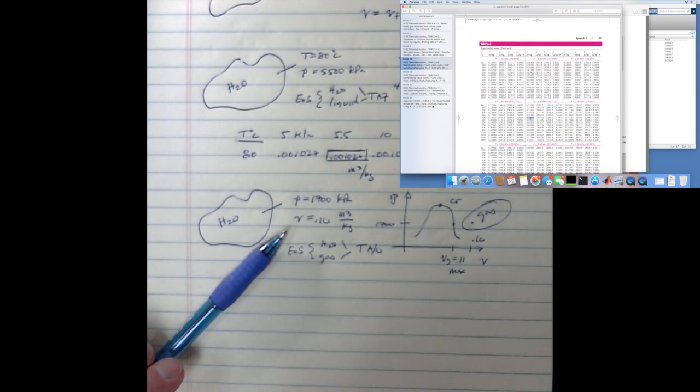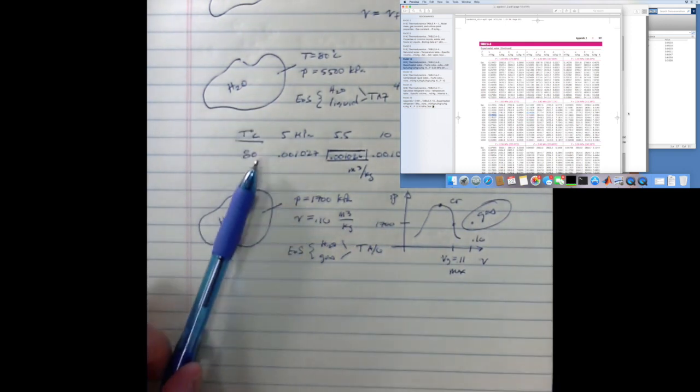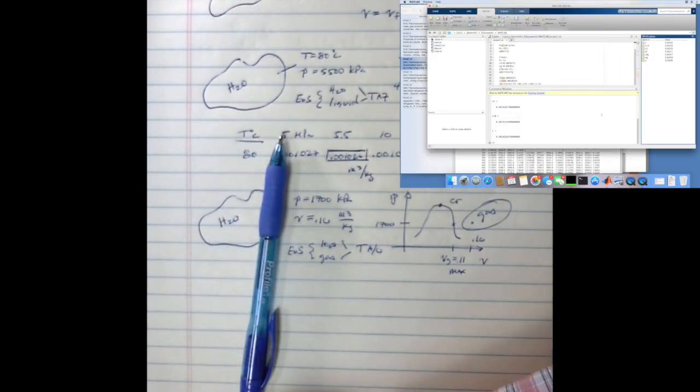This is definitely bigger, and this number is definitely smaller. So let's go ahead and interpolate at 350 and see what we've got. We're going to go ahead and do this in MATLAB briefly. So let's interpolate.